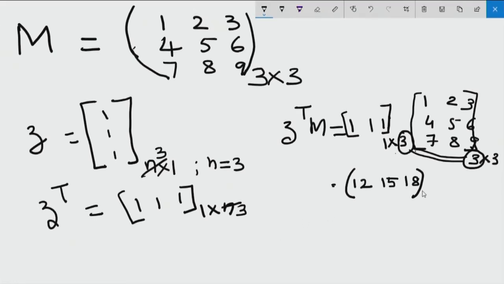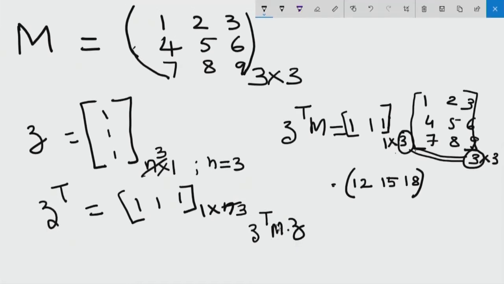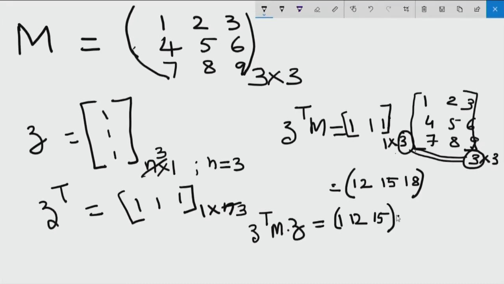And what is the matrix on the right hand side? That is nothing but Z transpose into M. Now, whatever we have in Z transpose into M, we multiply that by Z. That means the matrix 1, 12, 15 is multiplied by the Z matrix. What is Z? 1, 1, 1.